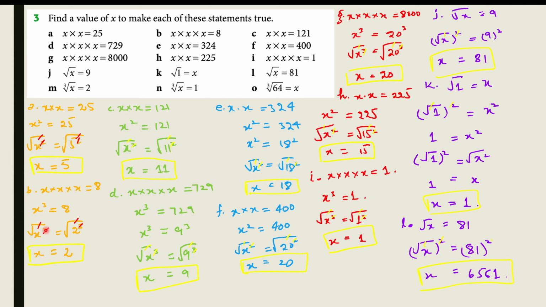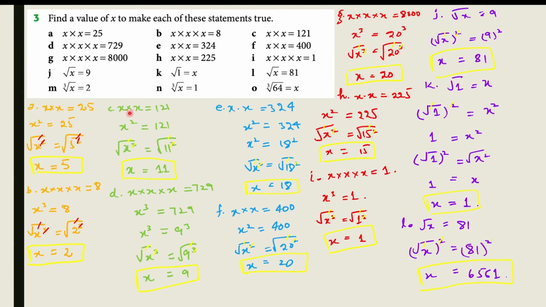So the cube root will get cancelled with the cube of the x, and the cube root of 8 we know is equal to 2. So this way x is equal to 2. The value of x will be 2.